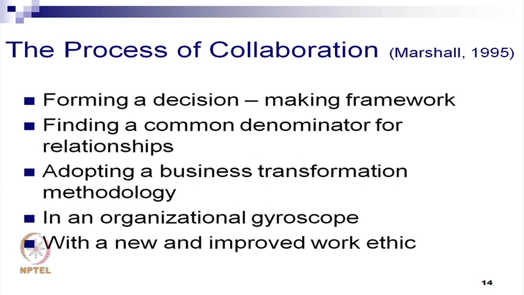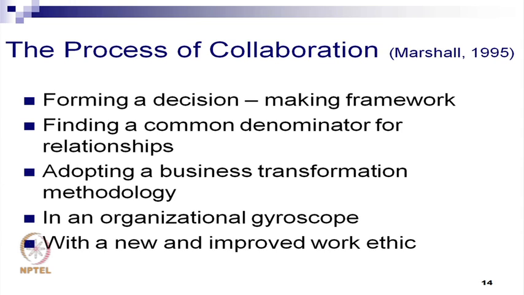How does collaboration happen? Collaboration involves forming a decision making framework, finding a common denominator for relationships, adopting a business transformation methodology in an organizational gyroscope with a new and improved work ethic. Which means, let's go through these steps one by one. The first thing you need to do in collaboration is you form a decision making framework.